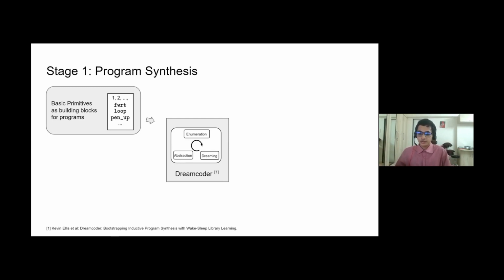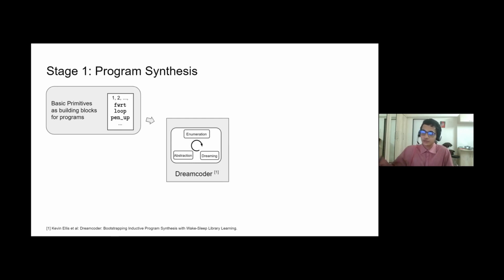Since in our case we want to be able to synthesize programs that describe how to draw the input images, we want programs that are instructions on how to control a pen on a canvas to draw the input image, similar to the Logo programming language. So this is why the primitives we supply to DreamCoder consist of such building blocks as FW.